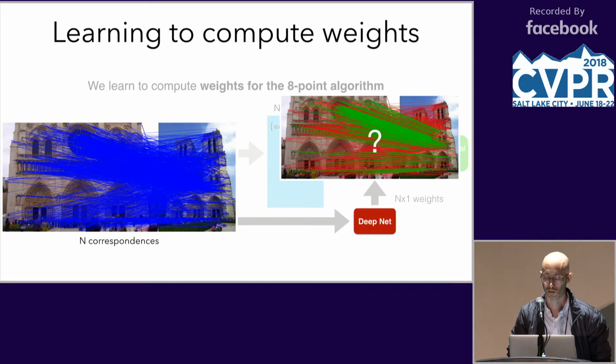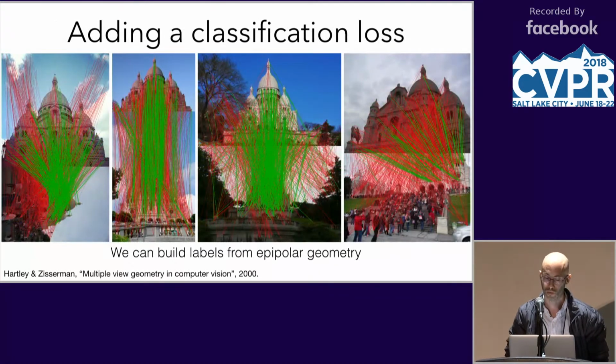It needs more help. We propose to give it more help by framing outlier rejection as a classification problem. We can do this by using the epipolar geometry. Specifically, we compute the symmetric epipolar distance for every correspondence and just threshold it to generate training labels. This is an example. I'm showing some training labels, positives in green and negatives in red.